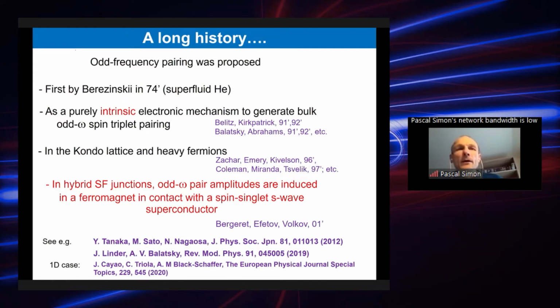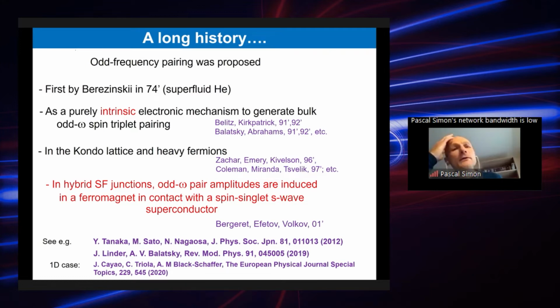And then people have looked for purely intrinsic order parameters with odd frequency pairing, so bulk properties. And this was advocated by Belitz and Kirkpatrick in heavy superconductors based on Kondo lattice and heavy fermions. It has been followed, so it has a very long history.